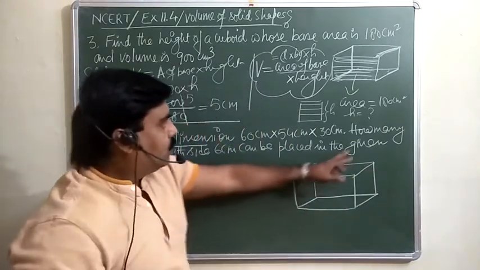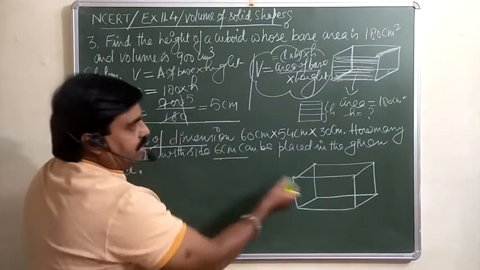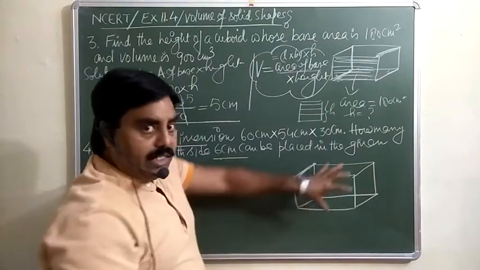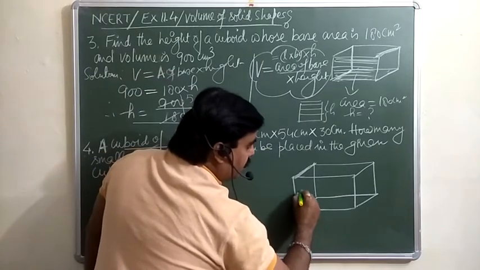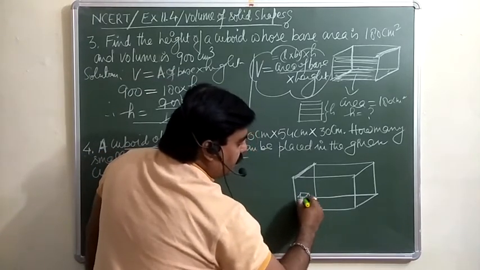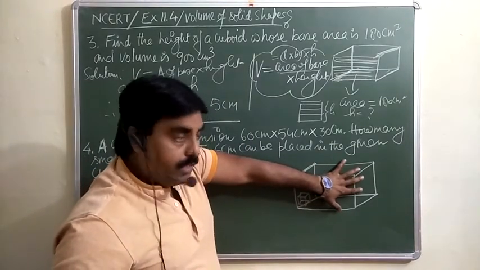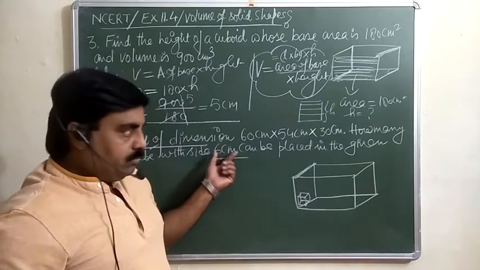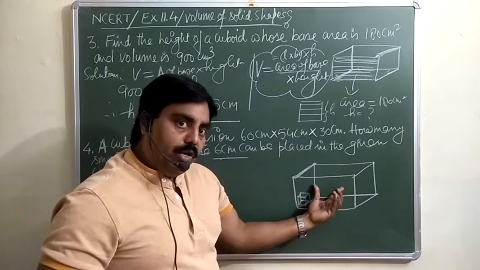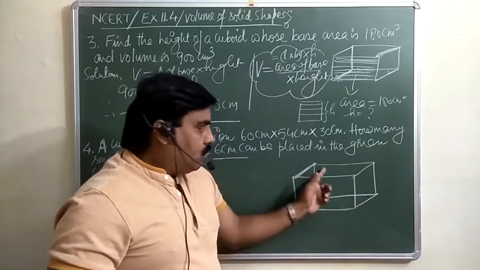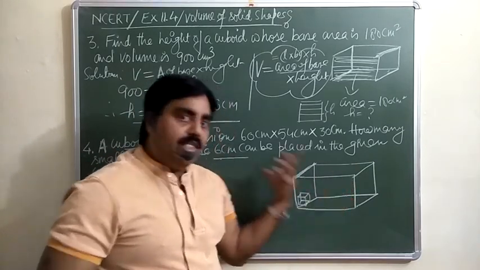What is the question saying? How many small cubes with this side can be placed in this cuboid? How many small cubes can we place inside this cuboid? It means if the volume of this cuboid is divided by the volume of one cube, you will get the number of cubes which you can accommodate in this cuboid.